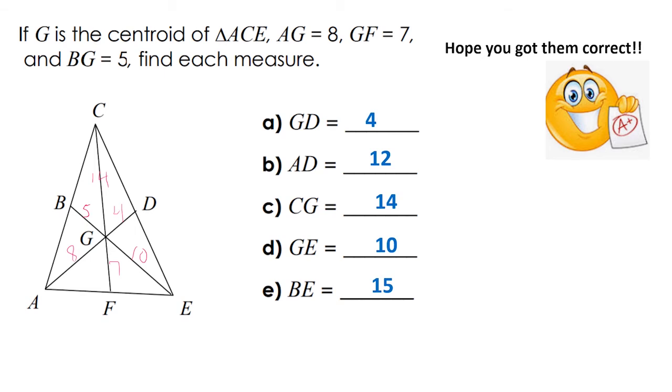Okay, so hopefully you got them correct. GD is 4, AD is 12, CG is 14, GE is 10, and BE is 15. And it really helps to look at the triangle and see what you're given in order to find the lengths of these measures.